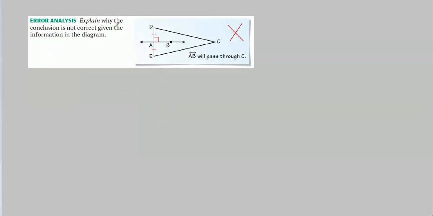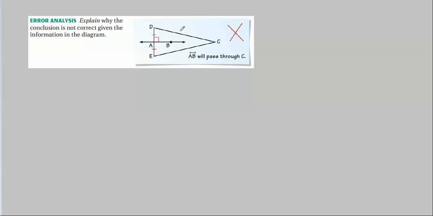Well, here we have another one of those. Somebody made a mistake. Now, let's see here. This person says AB will pass through C. Well, it certainly looks reasonable. Let's see what he did wrong. They show here with these little marks that the diagram shows AD and AE are congruent, which means this is a bisector. This little right angle thing here tells you it's a perpendicular bisector. So every point on this line is equidistant from D and E.